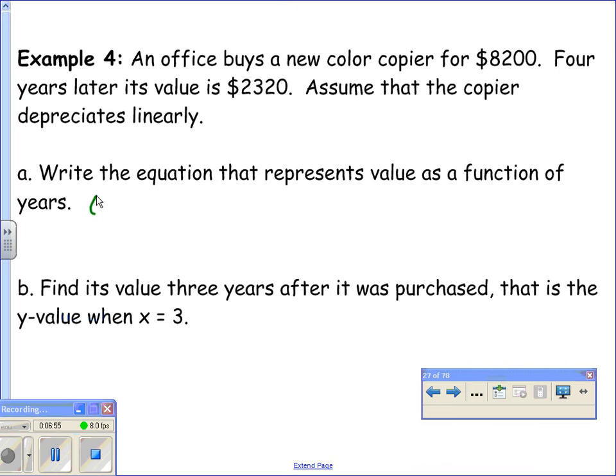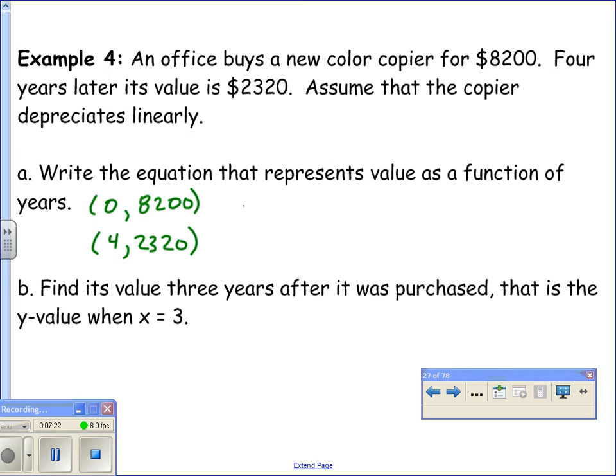What you need to think of is the information that you're given as sets of ordered pairs. So when it was age 0, we paid this much for it. So that's your set of ordered pairs. And then 4 years later, it was only worth $2,320. Okay, so there's your ordered pairs. And now that we have that, we can find our slope. We can also find our y-intercept, or we can just write the equation for this.